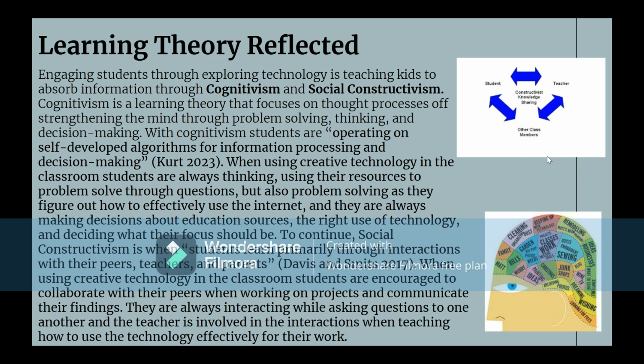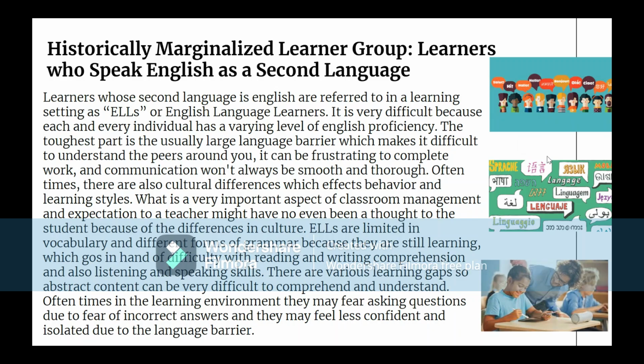So, the historically marginalized learner group I chose was learners who speak English as a second language. Learners who speak English as a second language are referred to in a learning setting as ELLs, which means English language learners. It is very difficult because each and every individual has a varying level of English proficiency. The toughest part is usually the large language barrier, which makes it difficult to understand the peers around you. It can be frustrating to complete work, and communication won't always be smooth and thorough.